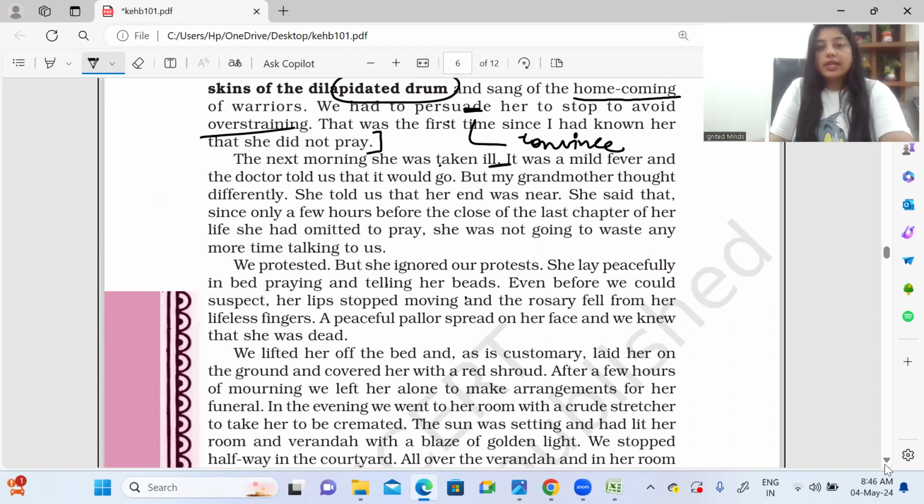The next morning she was taken ill. And as a result, again, she was ill. It was a mild fever, and the doctor told us that it would go. But my grandmother thought differently. She told us that her end was near.